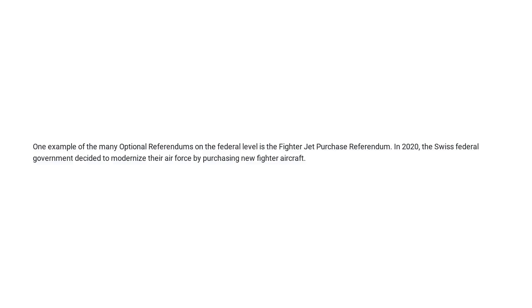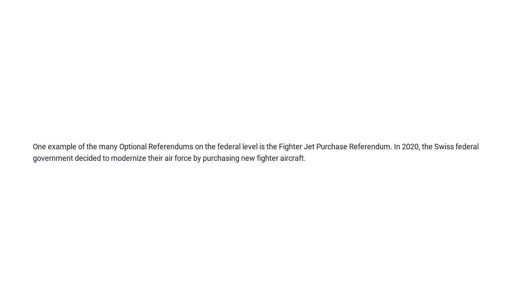Meaning the Swiss might have rejected their government's laws hundreds, if not thousands of times. Examples of referendums created by the people's veto power on the federal level. The fighter jet purchase referendum of 2020. One example of the many optional referendums on the federal level is the fighter jet purchase referendum.